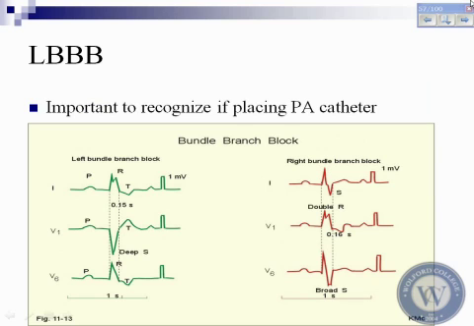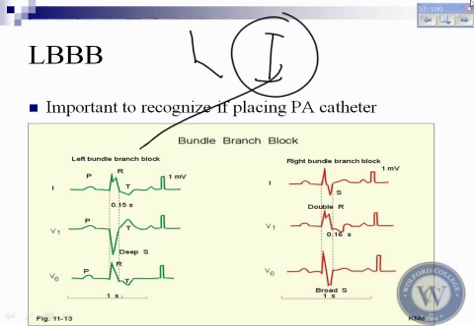The way you look for it is you see the rabbit ears in the left. Just drop the L down and make it lead 1. So lead 1 is where you see the rabbit ears. Rabbit ears for left bundle branch block are seen in lead 1. You tend to see an axis deviation towards the left as well. Not always, but most of the time.